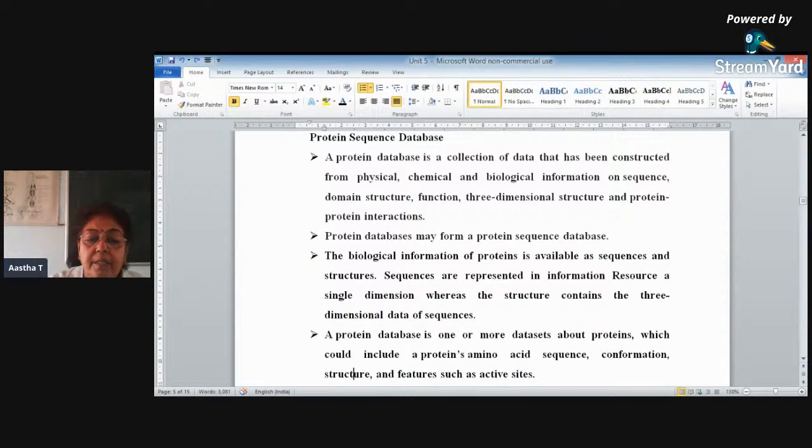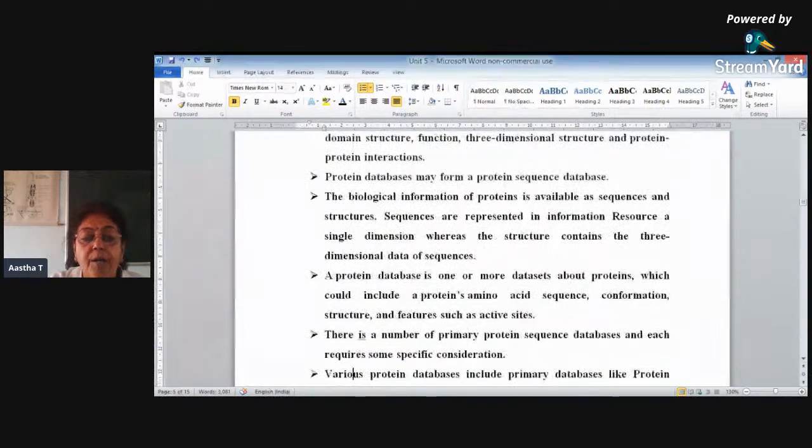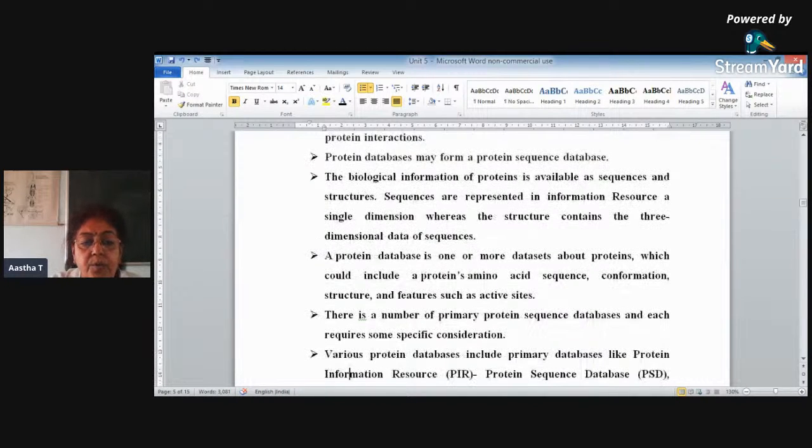This protein database has one or more data sets about the proteins, which include the amino acid sequence of the protein, the conformation of the protein, the structure of the protein, and the features of the active site of the protein. All of this is available in those data sets, and many such data sets come together to form the protein database.